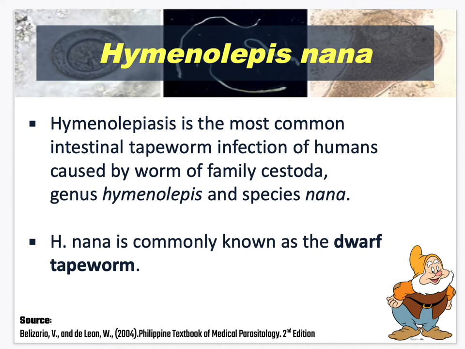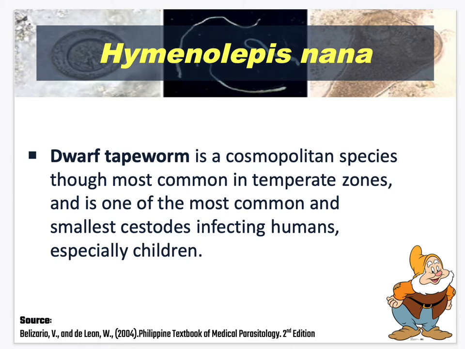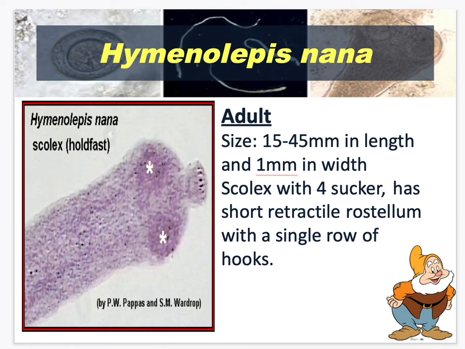So, Hymenolepiasis is the most common intestinal tapeworm infection of humans caused by the worm of family Cestoda, genus Hymenolepis, and species nana. It's commonly known as the dwarf tapeworm. So, it's a cosmopolitan species, most common in temperate zones, and it's one of the most common and smallest cestodes infecting humans, especially the children.